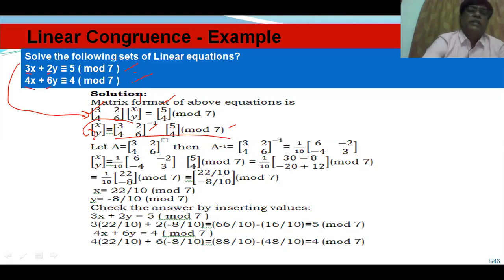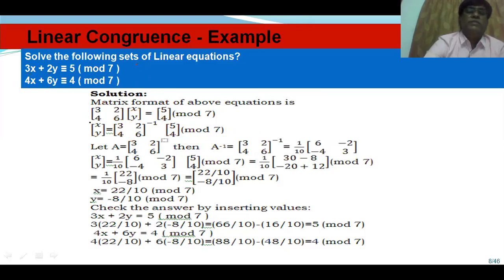Let A be equal to 3, 2, 4, 6. You know how to calculate the A inverse. A inverse equals 1 by determinant: 3 into 6, 18, minus 8 is equal to 10. So 1 by 10 into, swap this one, and change the sign of these, so 6, minus 2, minus 4, 3. So this is the A inverse matrix. Now (x, y) is equal to, so how to find the x value?